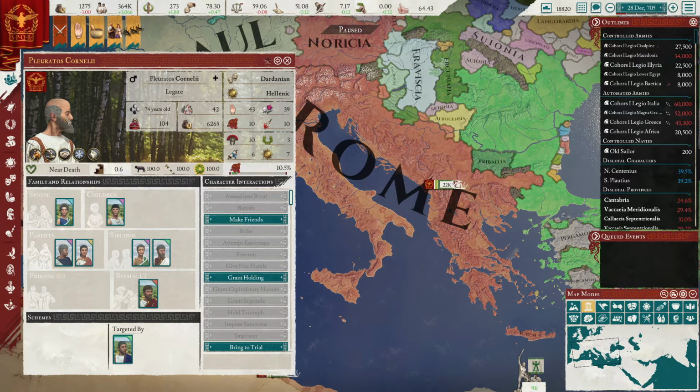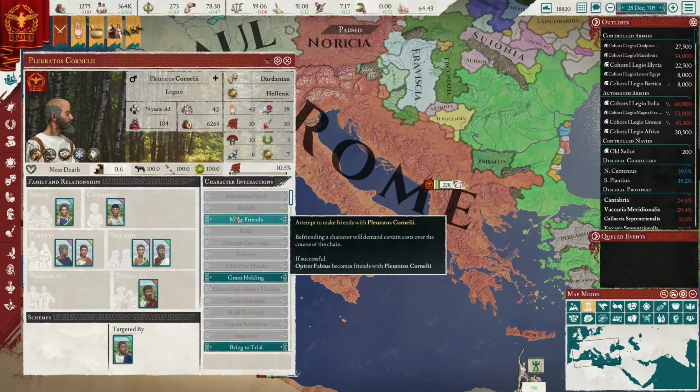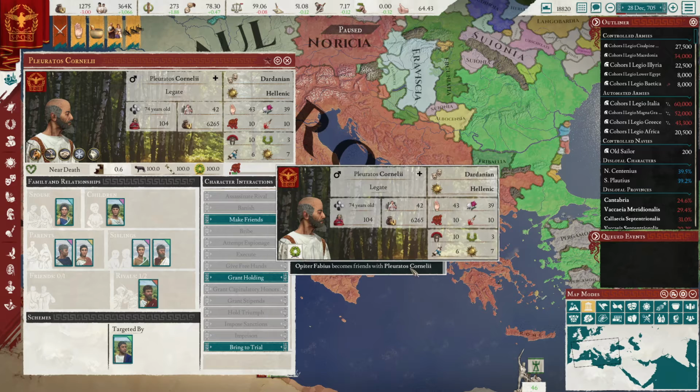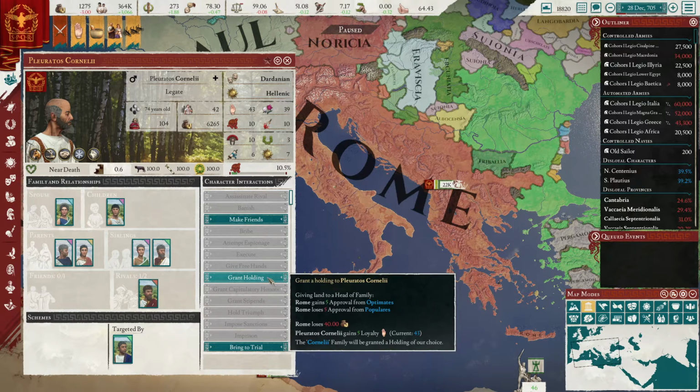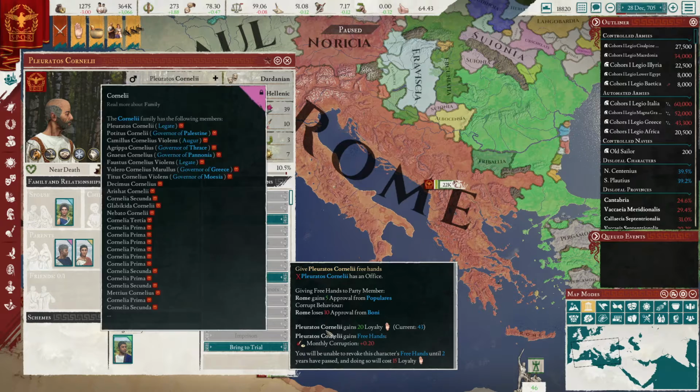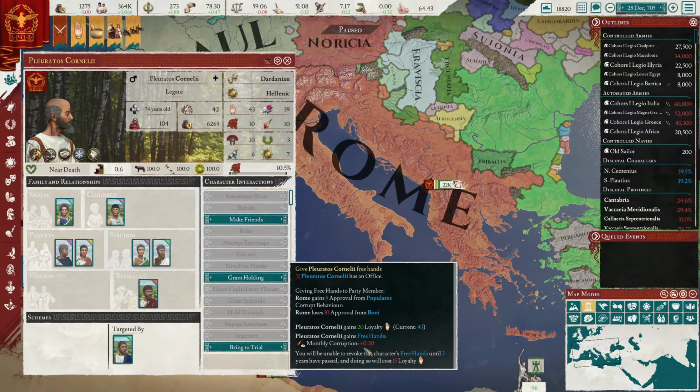You can't really control them too well in the case of Rome because, well, you're a republic. You could make friends with that person. If that person's friends with your leader, then that person will be more loyal. You could give them free hands, which they need to have an office for this. This only works for politicians. Then they'll be more loyal, but they're rapidly going to gain monthly corruption. Maybe not a very good thing to use on a young 20-year-old legate, for example.